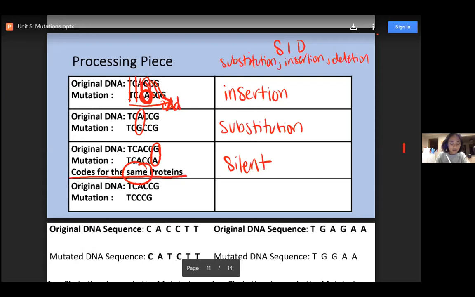I can see that there was a subtraction over here. You have one less from the DNA sequence. And if I check, it looks like they deleted this A. They took it out, so that would be delete. And those are 4 types of mutations. So now we're going to try another one together.